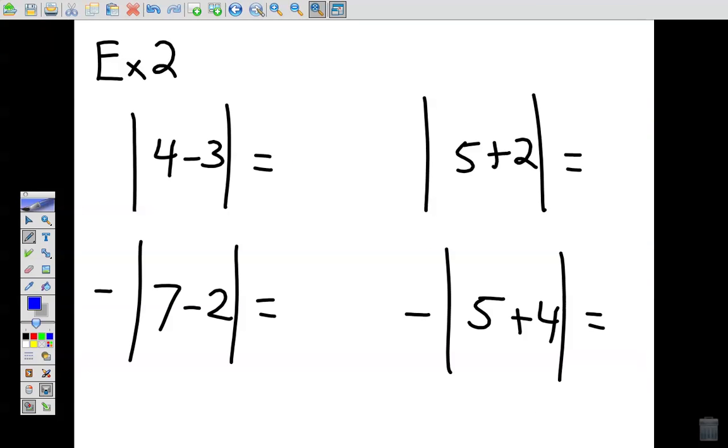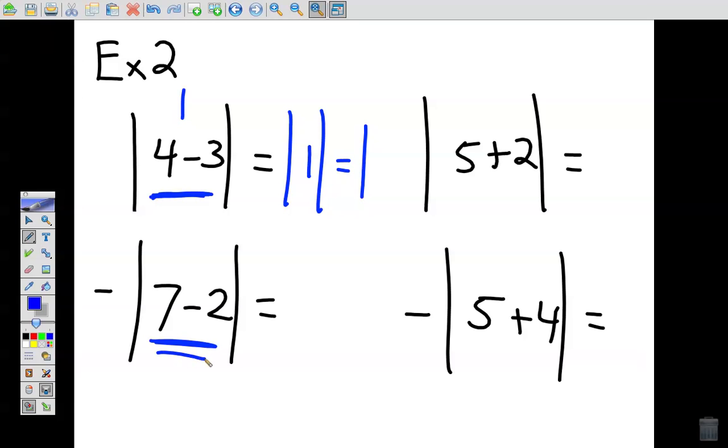Now, let's do some more complicated examples. Why are these more complicated? Because you've got to do a little work inside the absolute values first. It's not that much more complicated. What's 4 minus 3? 1. So what's the absolute value of 1? 1. What's 7 minus 2? 5.